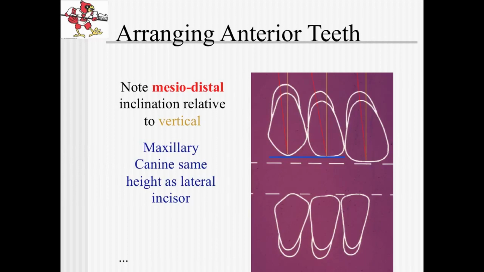The mandibular incisors differ in the inclination from the maxillary incisors. The central incisor has a very slight mesial inclination of the crown. The lateral incisor has a slightly greater mesial inclination of the crown, and the canine has a slightly greater mesial inclination than the central incisor. All of these teeth have an incisal edge that is placed on the plane. Some individuals like to rotate the teeth slightly to give a very natural appearance.